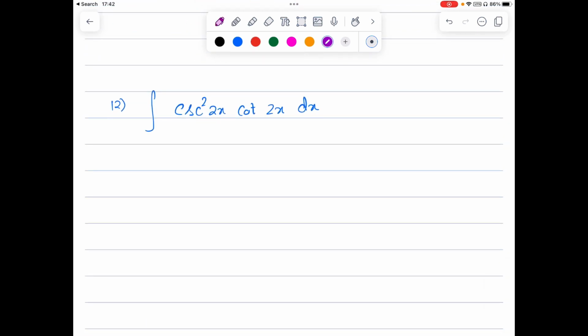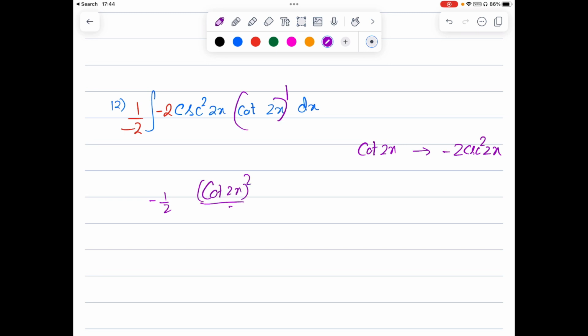Coming to question number 12, cosecant square 2x cot 2x. Cot 2x derivative is minus 2 cosecant square 2x. That's the formula we need to remember. So 2 is missing and minus 2 is also missing. So multiply and divide by negative 1 upon 2. So what does that become now? Negative 1 upon 2. This is whole to the power of 1. So it becomes (cot 2x) whole to the power of 2 upon 2 plus c. So it is negative 1 upon 4 cot square 2x plus c.